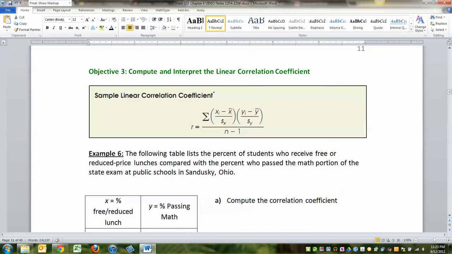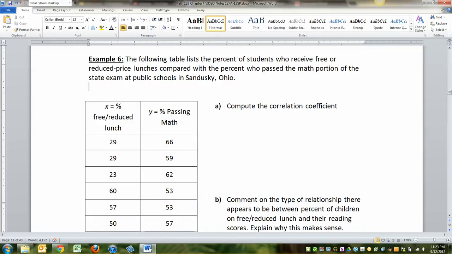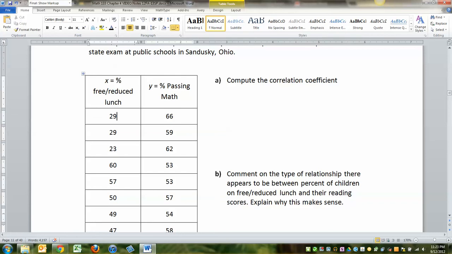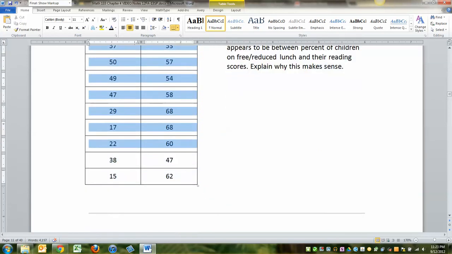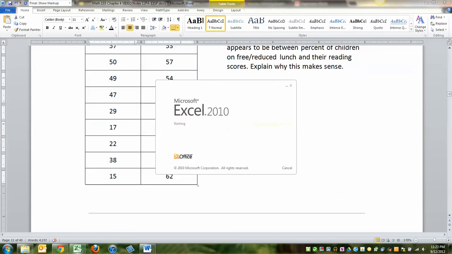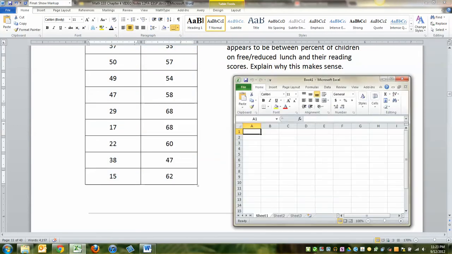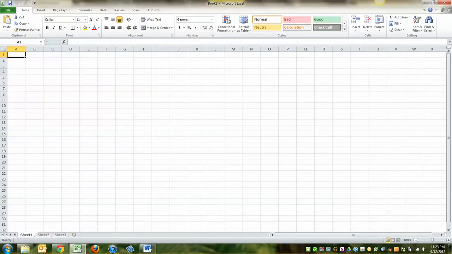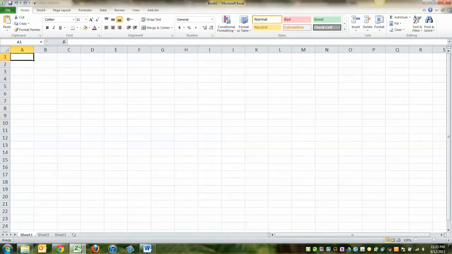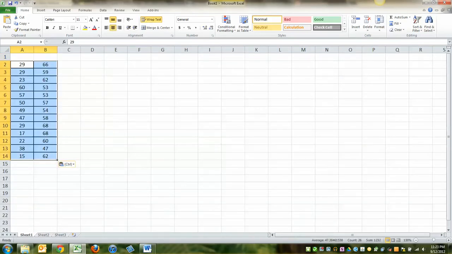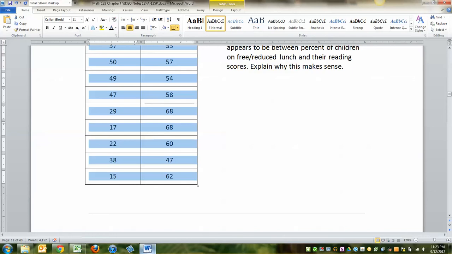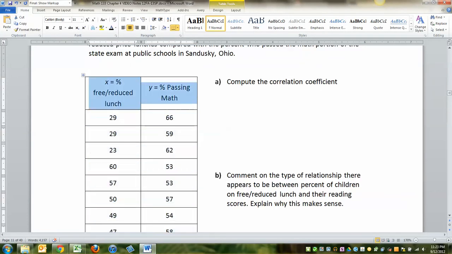All right. So now we're going to have to compute the linear correlation coefficient. And we're not going to do it by hand. We're going to use our computer programs. So let me grab this data. And of course, you might not have this data in an Excel format, so you're going to have to type them in yourself. But let me type these in. I should have grabbed the % reading score thing, so let me grab that.